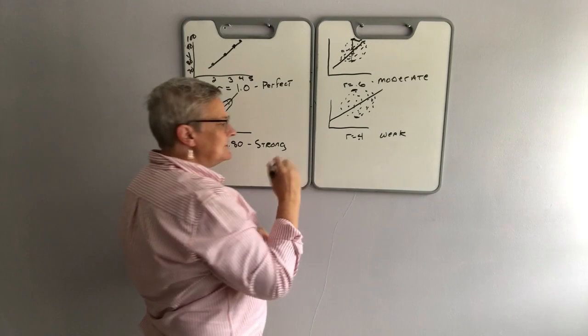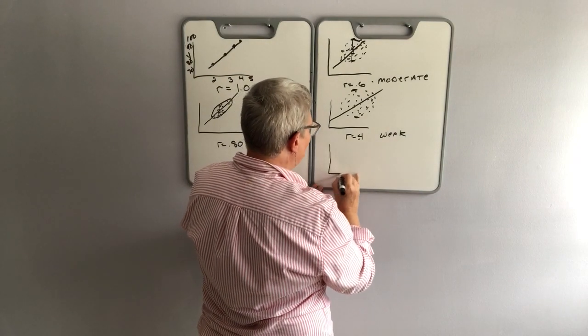Okay. I can't do 0.2. I've never been very good at it. We're going to skip right to 0.